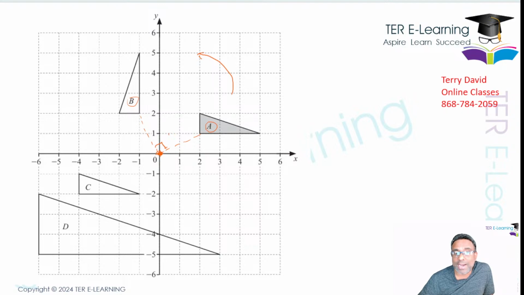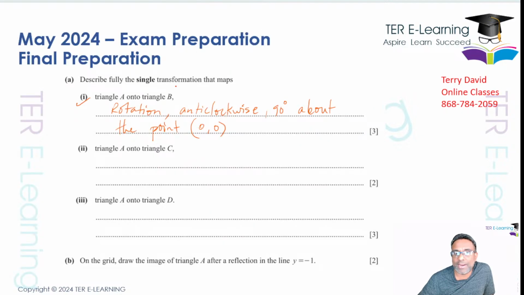So whenever you are asked to describe a transformation, and if it's a rotation, you must say it's a rotation. You must say whether it's clockwise or anti-clockwise. You must also give the angle, and you must also give the center of rotation. You need to say all of those things in order to get full marks for that. If you put rotation alone, you're going to get 1 mark only, right?